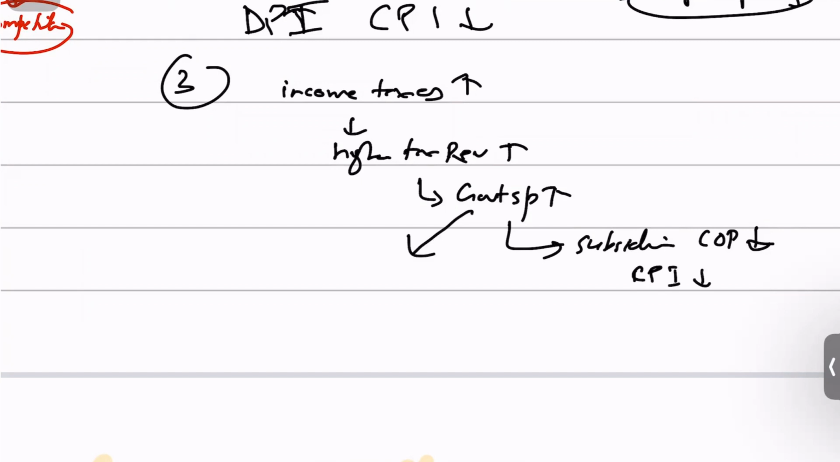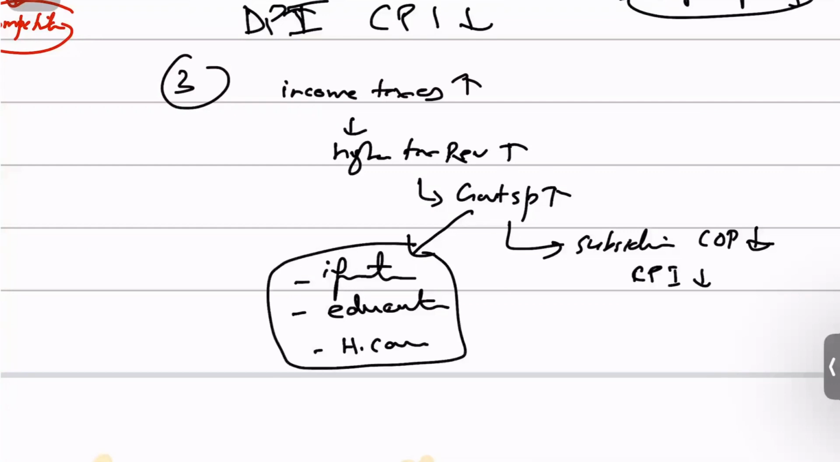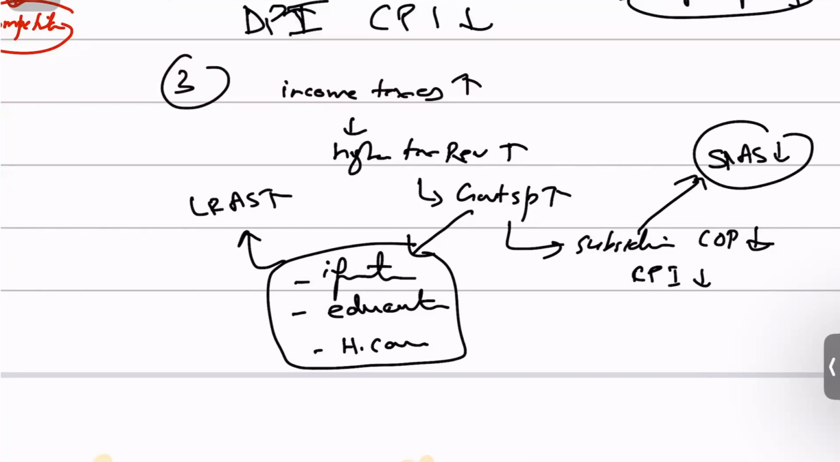Also, if the government spending goes up in the form of, let's say, infrastructure in the economy, pardon my writing, or in the form of education and healthcare in the economy, this would result in an outward shift in LRAS, while this would cause an outward shift in SRAS. So whether SRAS shifts outwards or whether LRAS shifts outwards, in both cases, cost push inflation will go down, right?